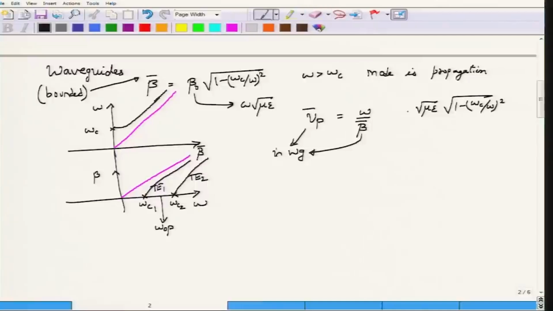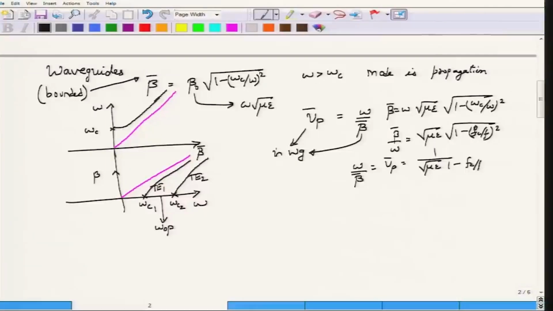So, beta bar equals omega into square root mu epsilon into this particular factor. If I take the ratio of beta bar to omega, I get beta bar by omega equals square root mu epsilon times square root of 1 minus f c by f whole square, because omega c is 2 pi f c and omega is 2 pi f. So, for the corresponding frequency f, this would be the relation. Beta by omega is the phase delay. So, omega by beta bar, which is the phase velocity inside a waveguide, will be given by 1 by square root mu epsilon into square root of 1 minus f c by f whole square.